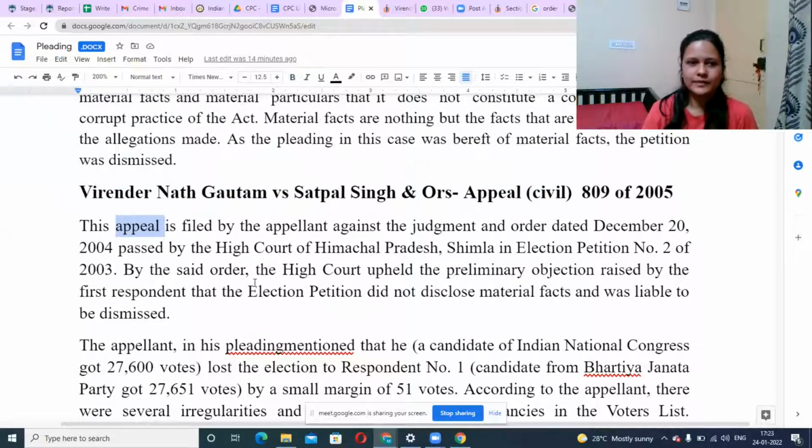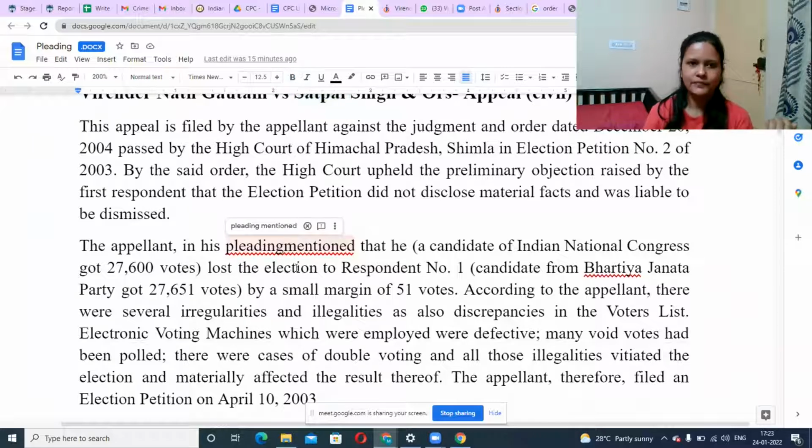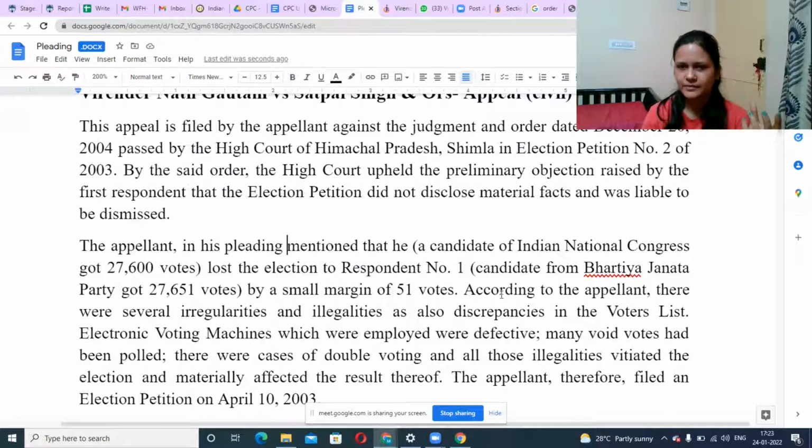Why this case was filed is because the appellant, Virendranath Gautam, had filed a case in the Himachal Pradesh High Court, again relating to some election matters. He had filed a case. Both Virendranath and Satpal were candidates in some election. Virendranath was from the Congress party and Satpal was from the BJP. The BJP candidate won the election by just a small margin of votes. It was just 51 votes.